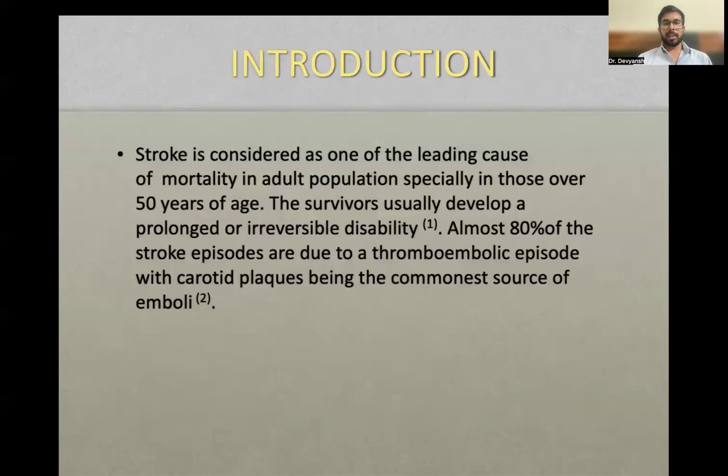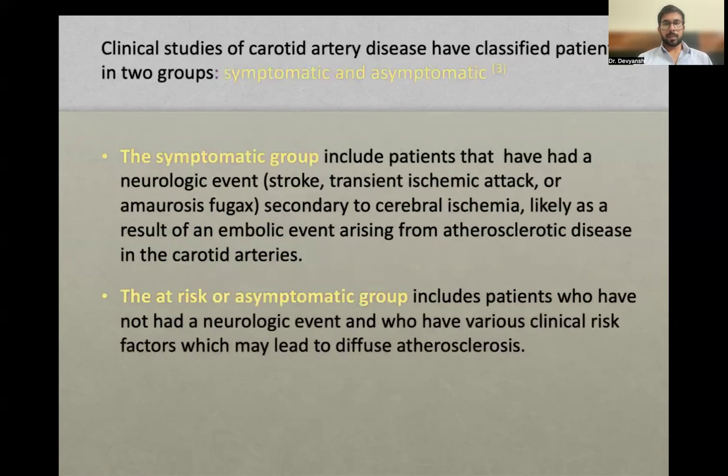Introduction. Stroke is considered one of the leading causes of mortality in the adult population, especially in those over 50 years of age. The survivors usually develop a prolonged or irreversible disability. Almost 80% of stroke episodes are due to thromboembolic episodes, with carotid plaque being the most common source of emboli.